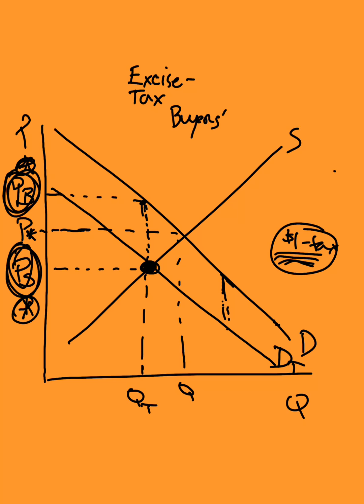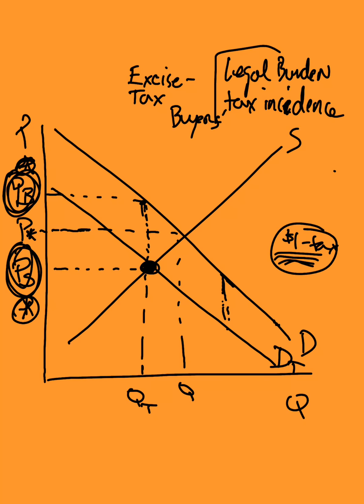Maybe one insight right away is that in actual fact, it does not matter who has the legal burden of the tax. The legal burden of the tax will not tell us the true tax incidence, which is the tax sharing. So we have the legal burden versus the tax incidence, like who's actually paying more of the tax. We can see from our market analysis that taxes are actually shared. This amount here is what the buyer is paying, and this amount here is what the seller is paying of the tax.